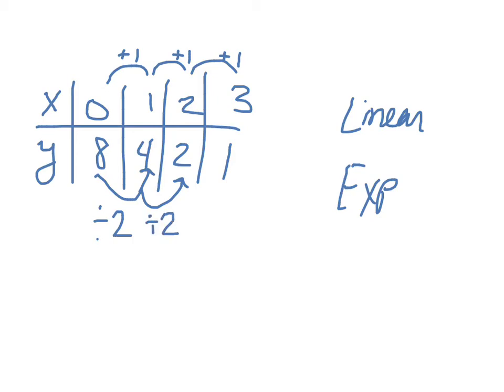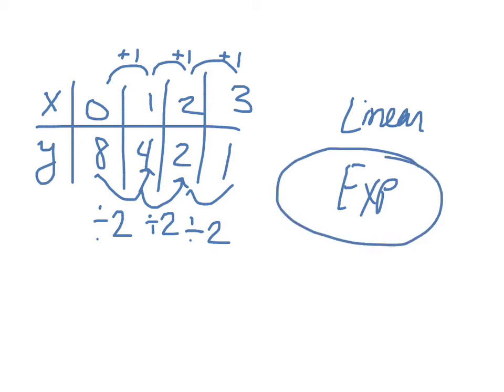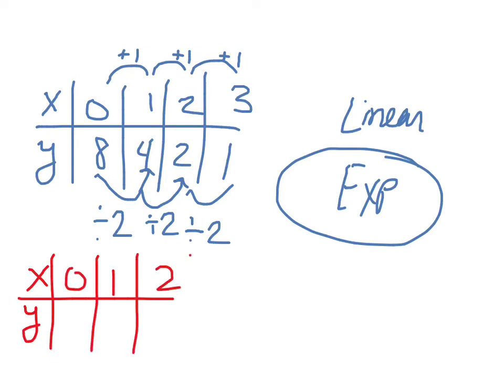If it's dividing or multiplying, you guys, then it's not linear. What's the other option? Divide. If it's not linear, then it's exponential. Okay, then the next one. X, 0, 1, 2, 3. Every time.